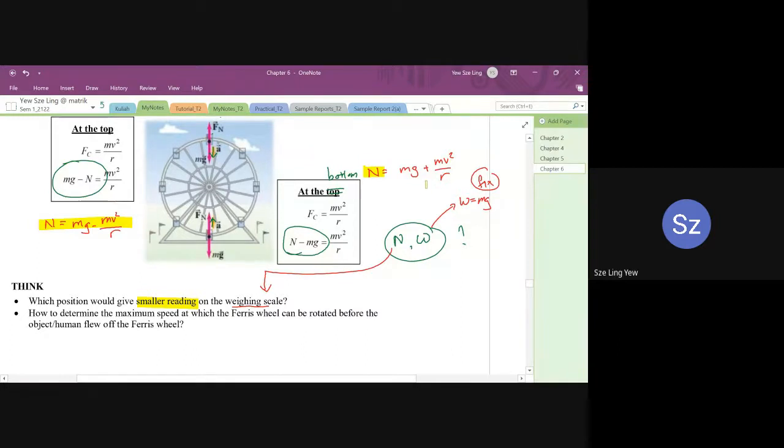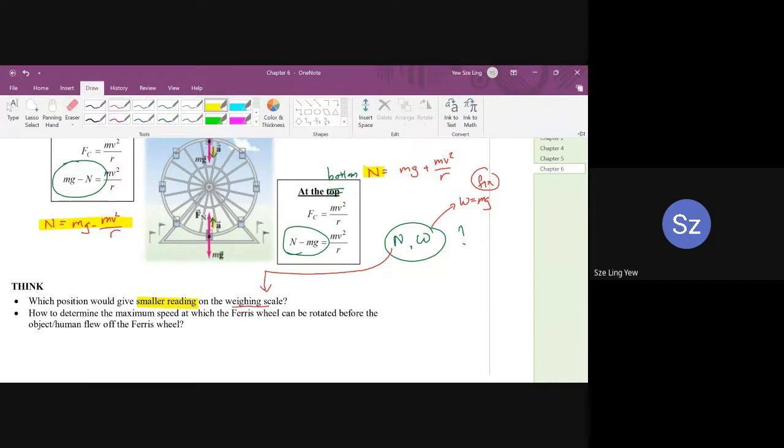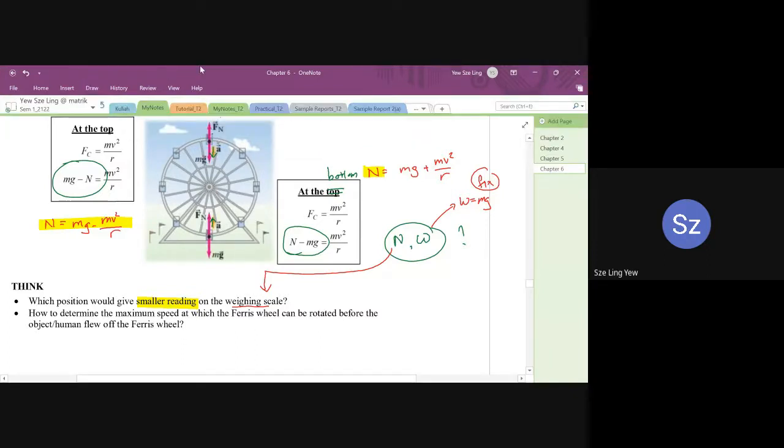So it will give you a reading that is heavier than your actual weight. If you want to get a smaller value, say you gained weight and you feel sad, what you can do is take a weighing scale, go to a Ferris wheel, and take the reading when you're at the top of the Ferris wheel. Then you can get a smaller reading, so it might make you feel better. So N equals mg minus mv squared over r. Which position? At the top.